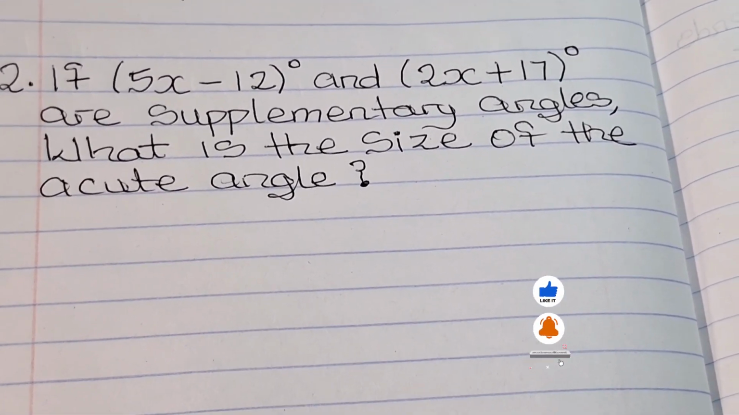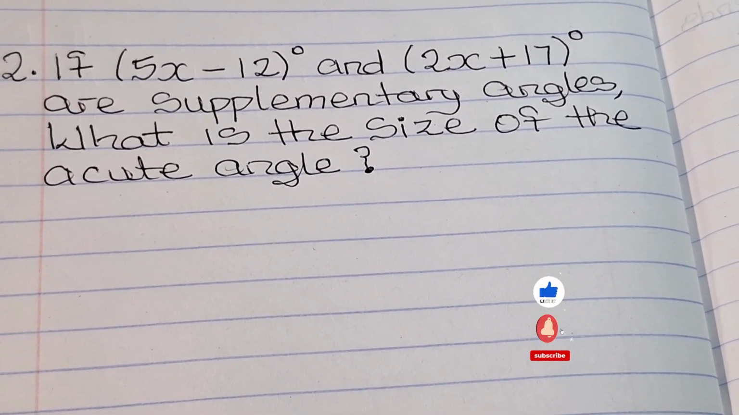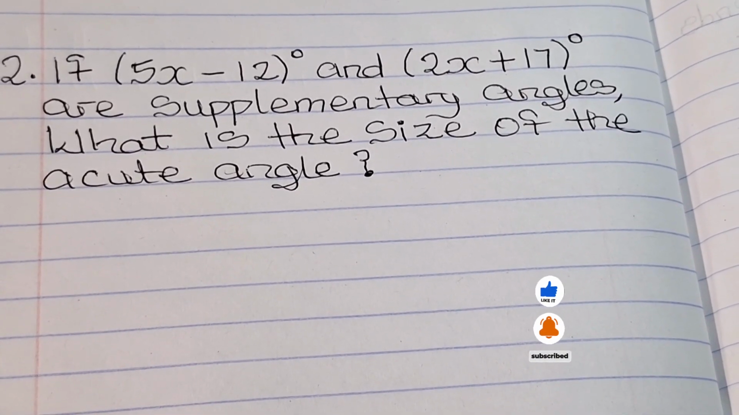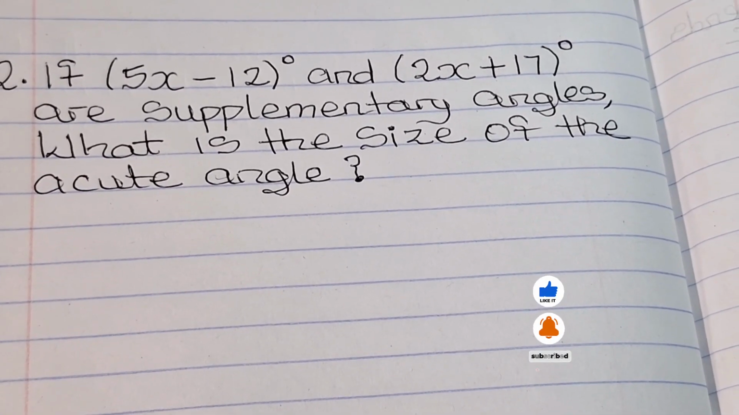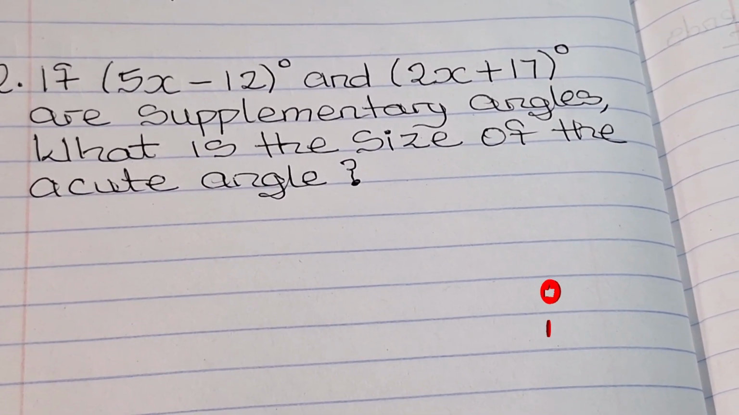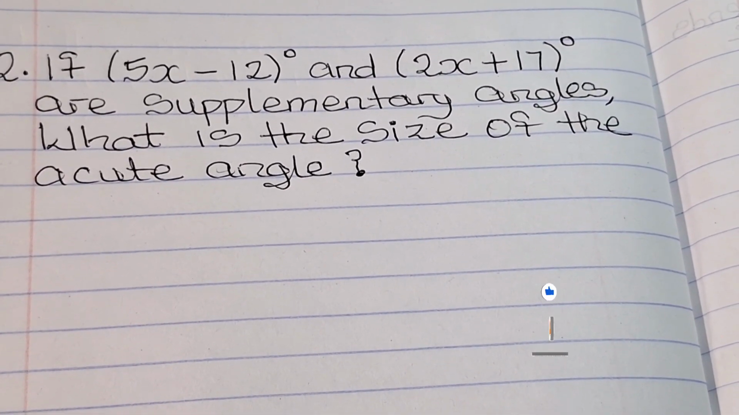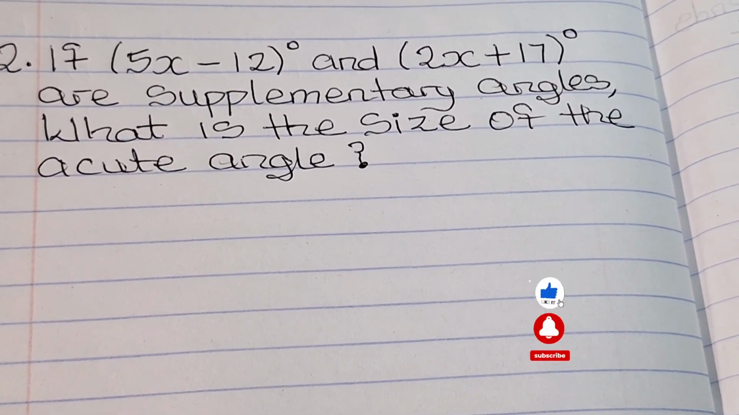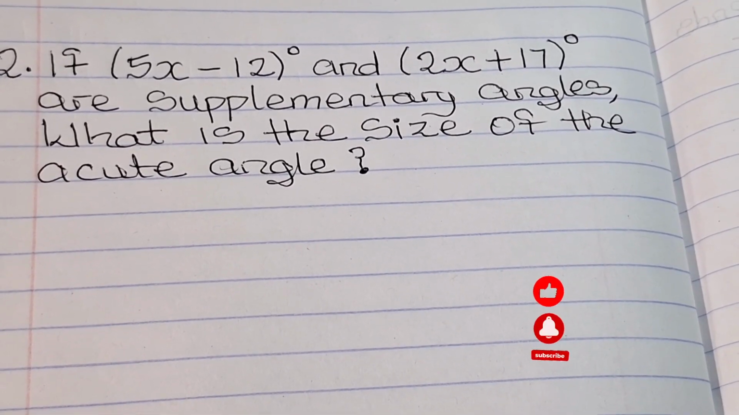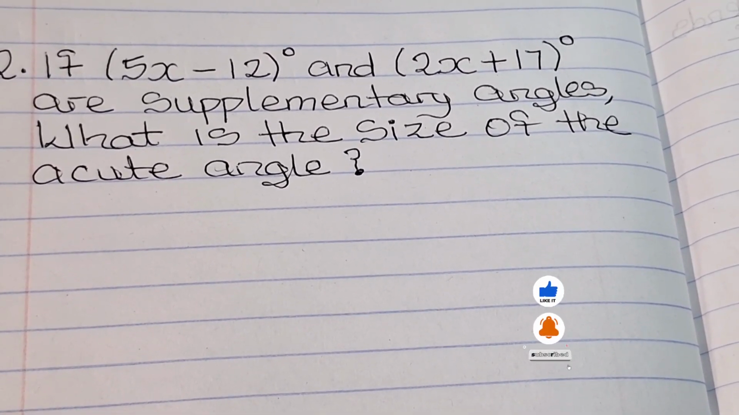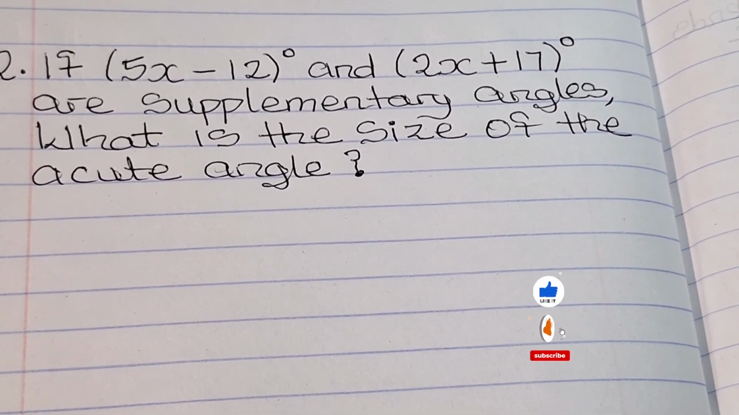All right, so now here's our second question. It says, if 5x minus 12 degrees and 2x plus 17 degrees are supplementary angles, what is the size of the acute angle? All right, so remember that when 2 angles are supplementary, they add up to 180 degrees. So all we need to do is add these 2 algebraic expressions together and equate it to 180. Then we solve for x.